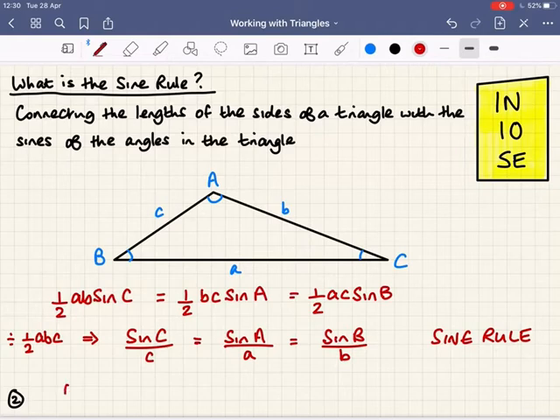If I want to, I can change this formula so that the terms are the other way around. I can say c over sine C is equal to a over sine A, which is equal to b over sine B, because the relationship is still the same if I invert the fraction. Sine C over c equals sine A over a would also imply c over sine C is the same as a over sine A. So there are two different ways of writing the sine rule. You're only given one of them on the formula sheet, but you can use either, and you'll use the one that makes the calculation somewhat easier.